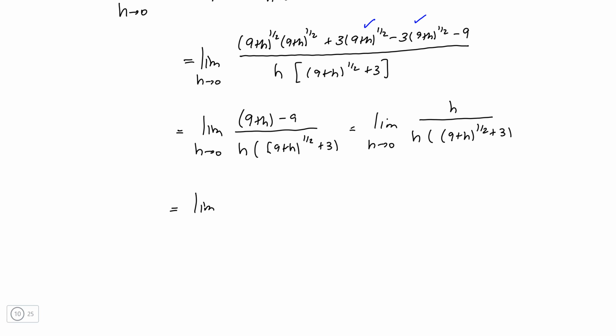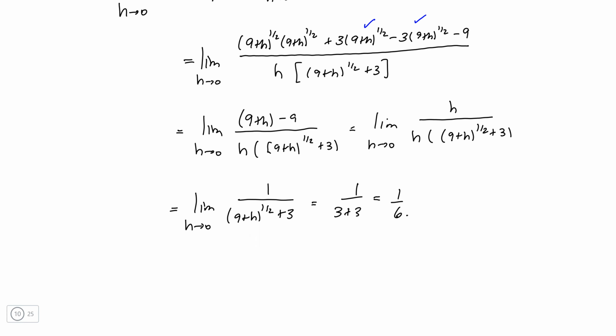And I'm going to get the limit as h goes to 0 of 1 over ((9 + h)^(1/2) + 3). And now the nice thing here is if I just plug in h equals 0, I get (9 + 0)^(1/2), which is 3, plus 3. So this just becomes 1 over 3 plus 3, which is fine. This is just 1/6. And that's our answer.